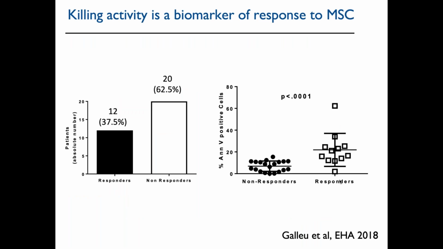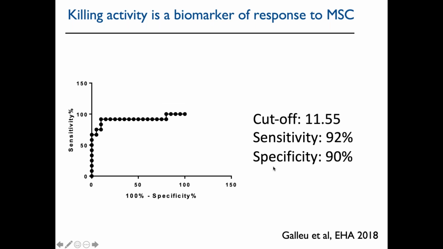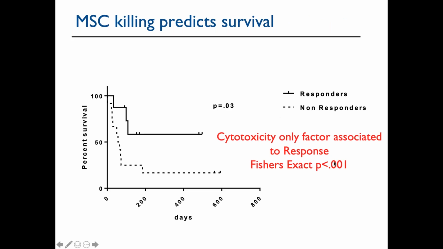And in fact, what we did was to look at the ability of patients' peripheral blood to kill MSC before receiving MSC for treatment. And what we discovered is that patients who kill more are the patients who respond to the infusion. Patients who do not kill do not respond. And we now have a very robust biomarker whereby a cutoff of 11% killing predicts clinical response to MSC with a sensitivity and specificity of 90%. So it's very, very potent.